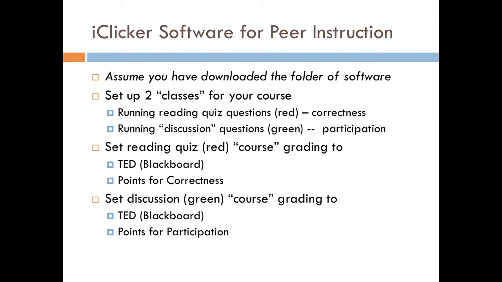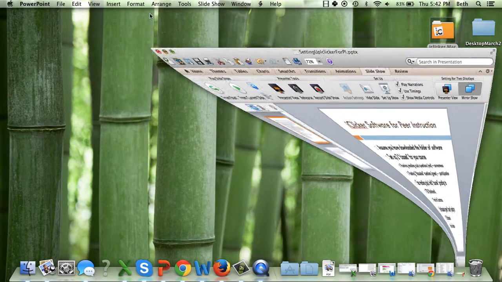So we'll set up both of those, and then I'll show you how to set each of the courses to be set to upload to Blackboard for our TED system. And then the red course will set up for points for correctness and the green points for participation. And you only have to do this once for your entire course. So let's see how this goes.